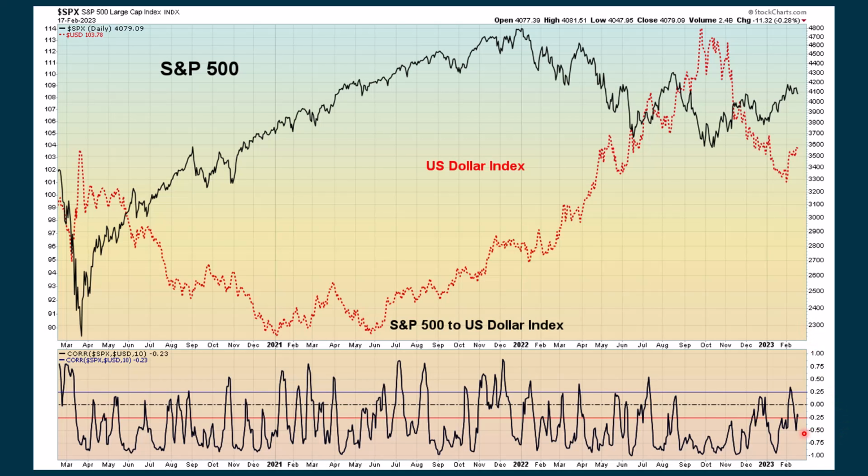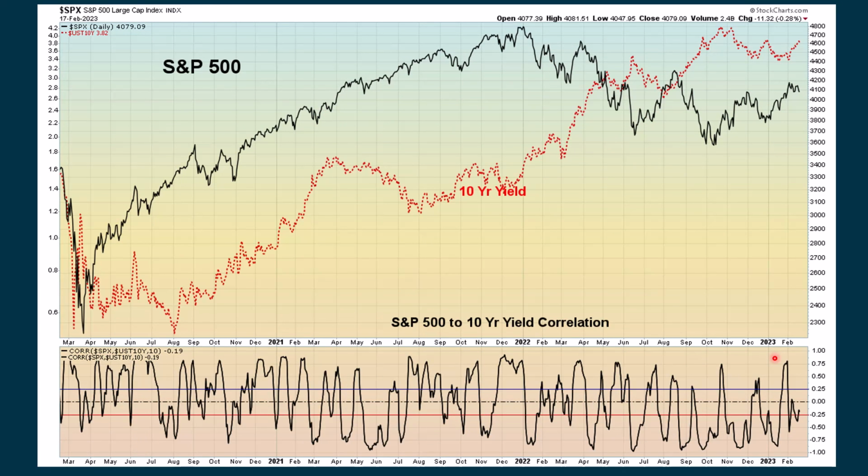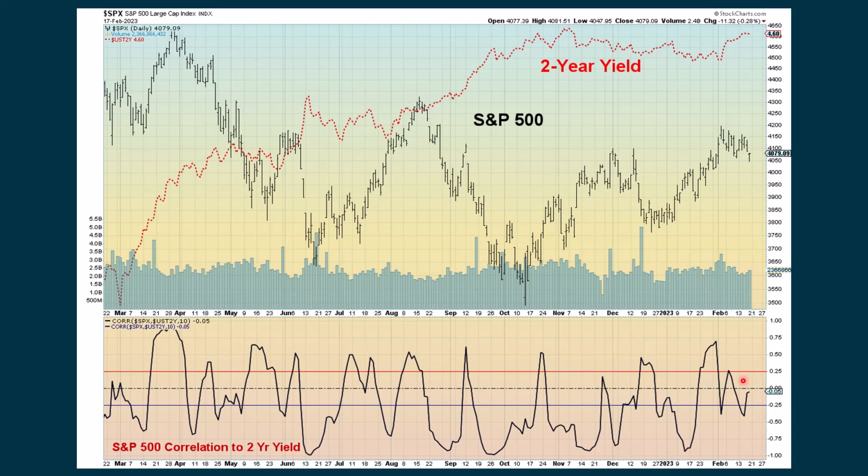It's pretty much of a neutral relationship now. The same thing S&P and oil, they are neutral. S&P to the 10-year also giving us a neutral reading. And also neutral is the tech sector to the 10-year yield. The S&P to the 2-year yield is also neutral.